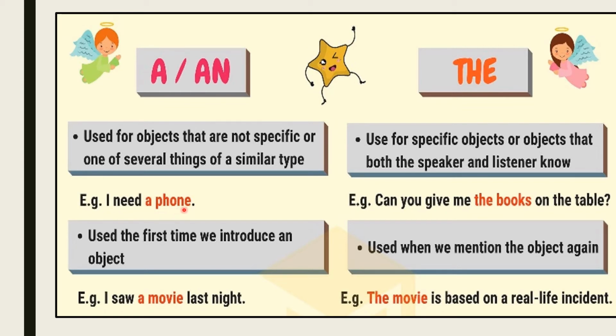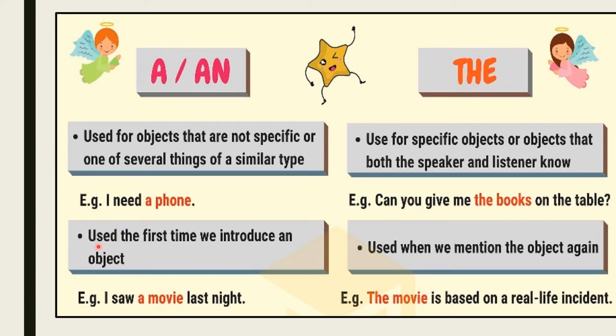Phone can be any phone, but in this example, can you give me the books on the table? Here, the books are specific books which are kept on the table. That's why I have used the here, and I have used a there.